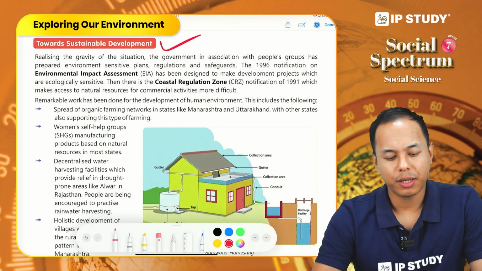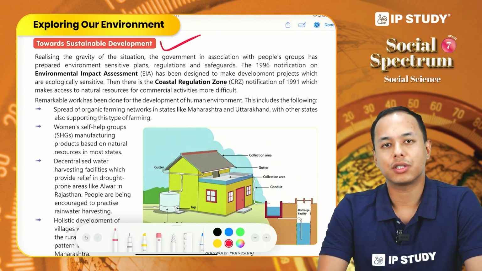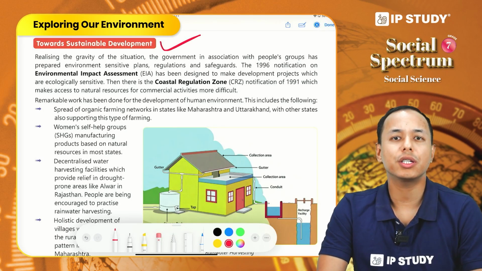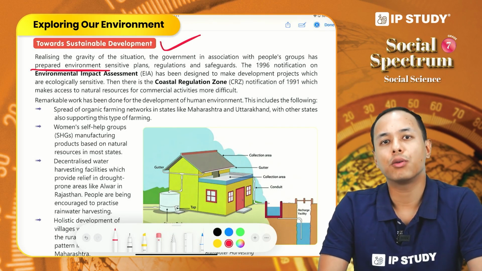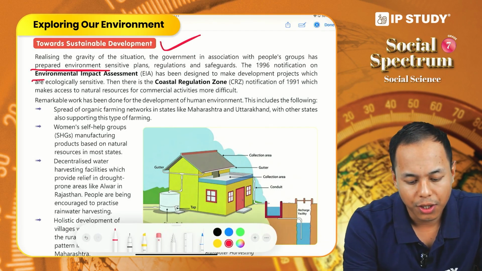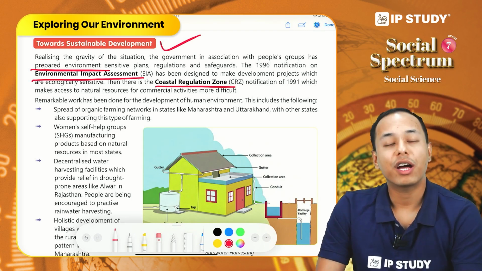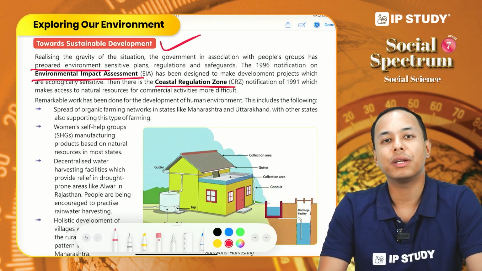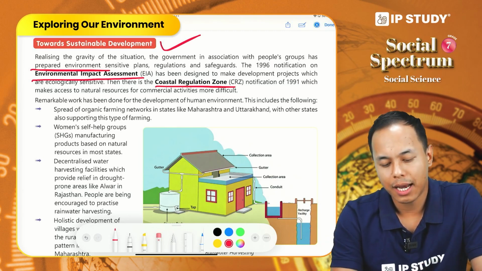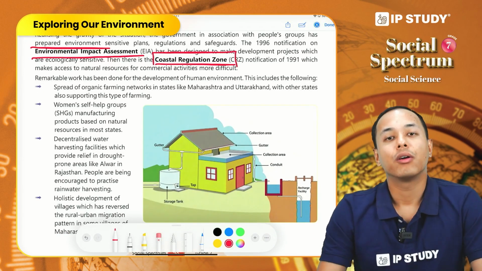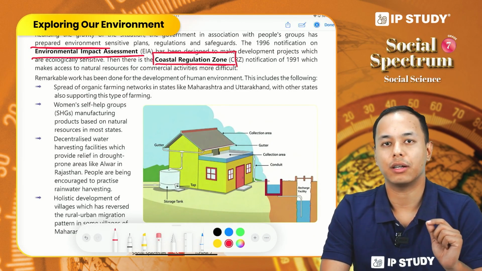So now the last topic of the chapter, towards sustainable development. Now the government understood the gravity of the situation. So the government, in association with different people's groups, prepared environmentally sensitive plans, regulations and safeguards, such as environmental impact assessment and coastal regulation zone. Now the environmental impact assessment has been designed to make development projects ecologically sensitive. On the other hand, the coastal regulation zone makes accessing the natural resources for commercial activities more difficult.